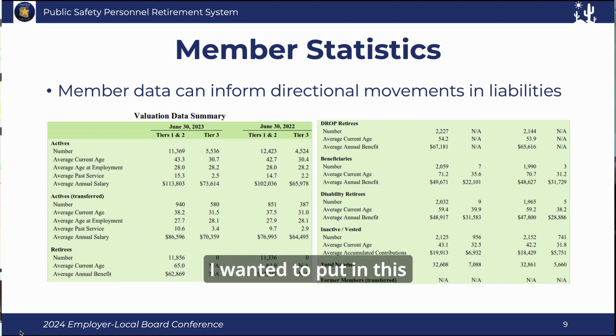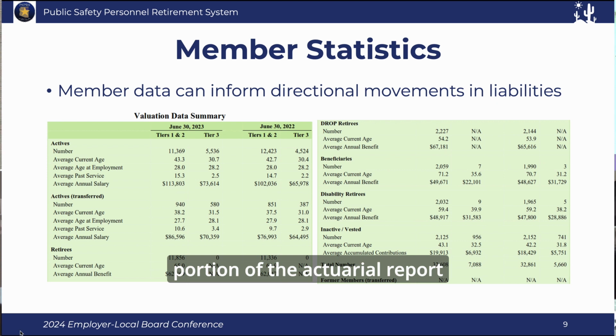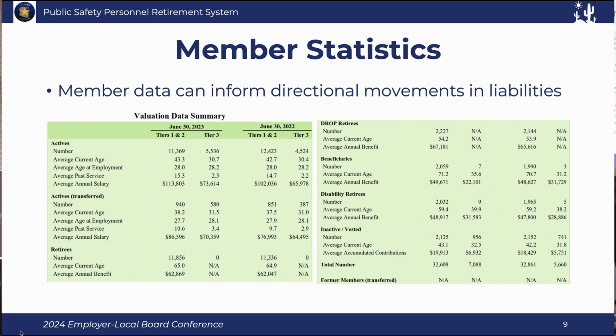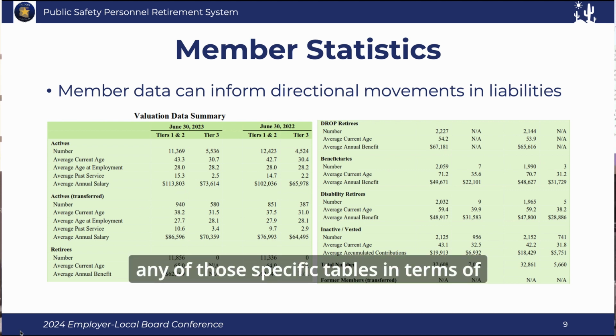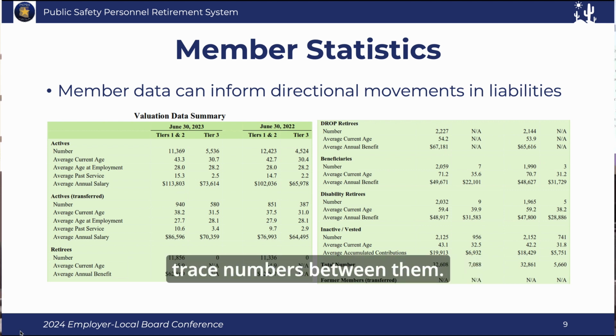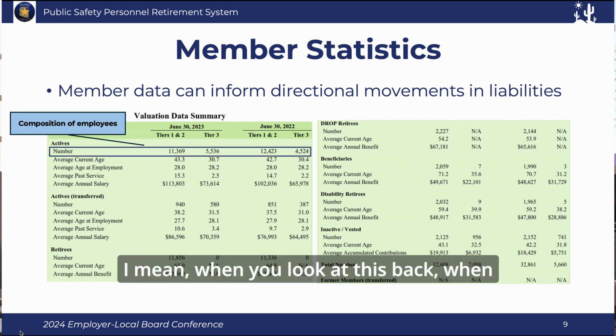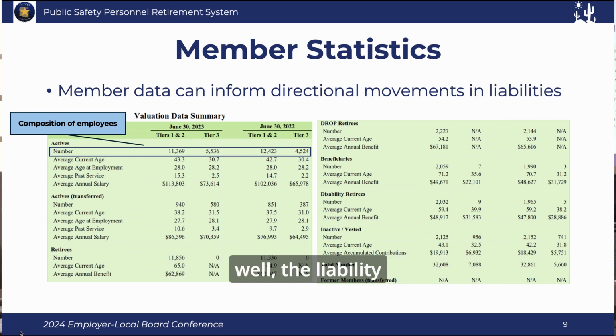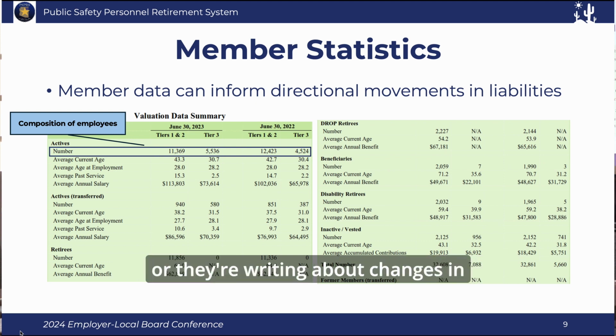I wanted to put in this portion of the actuarial report because it's not going to be directly tied to any of those specific tables in terms of tracing numbers between them, but it's going to inform directional movement in liabilities. What do I mean by that? I mean when you look at the back and the front and say, well, liability experience is increasing, or they're writing about changes in categories like disability.